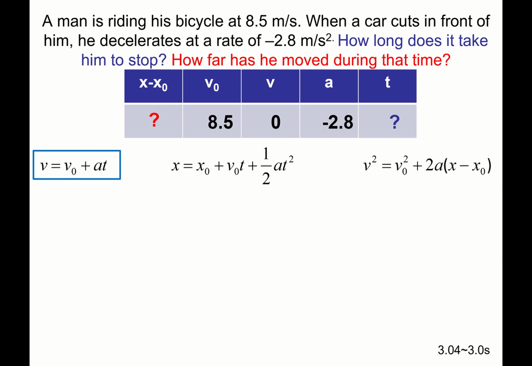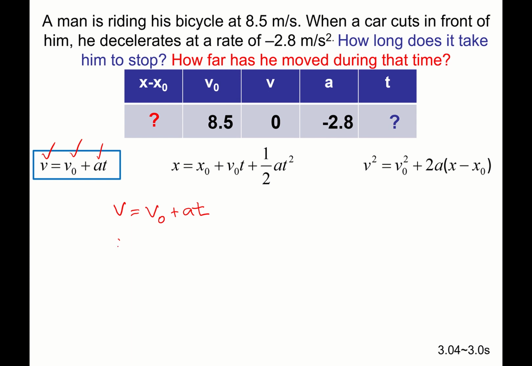The blue question, we're going to solve for time. The red question, we're going to solve for displacement. We talked about in the previous video that we're going to use the first equation, V equals V0 plus AT, to solve for the time, because we know V, we know V0, and we know A, so we just have to rearrange it. So let's do the algebra. That's the A step. V equals V0 plus AT. V is 0, V0 is 8.5, and A is negative 2.8, and we want to solve for T.